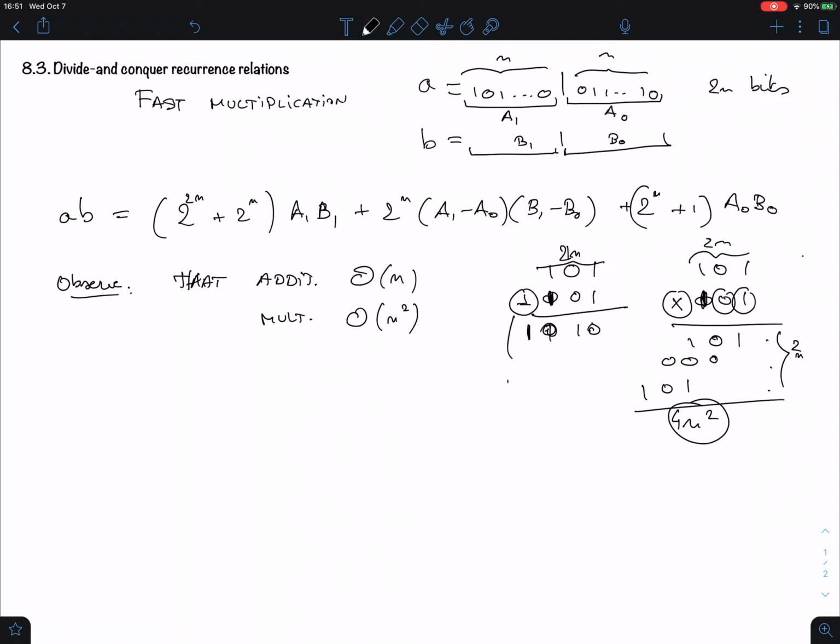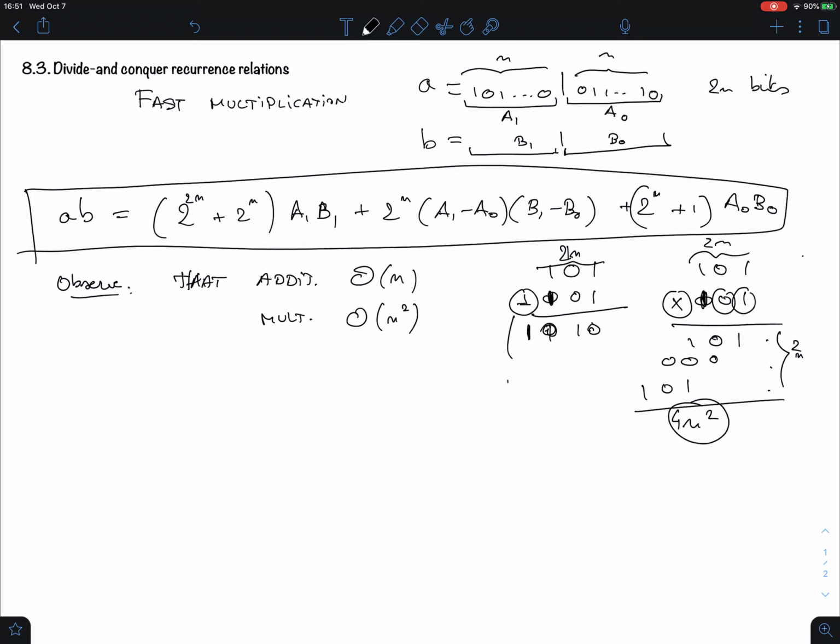Addition cannot be done better, but multiplication can be done better, and that is because this formula gives us the following strategy. We divide the problem in half by looking at the Ais and Bis. Look at what we need to do. We need to find A1, B1, A0, B0. Those two are okay, they are just obtained by splitting, a simple operation. These two are subtractions that can be done in time n. We only need n calculations for that.